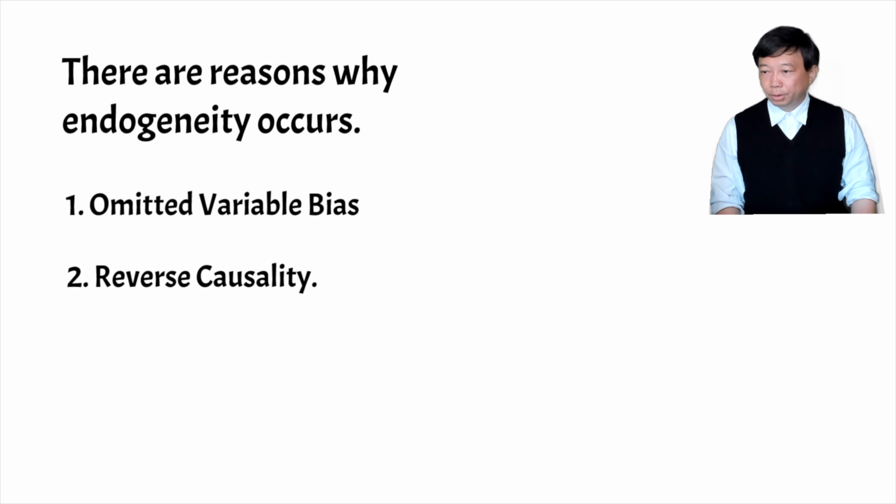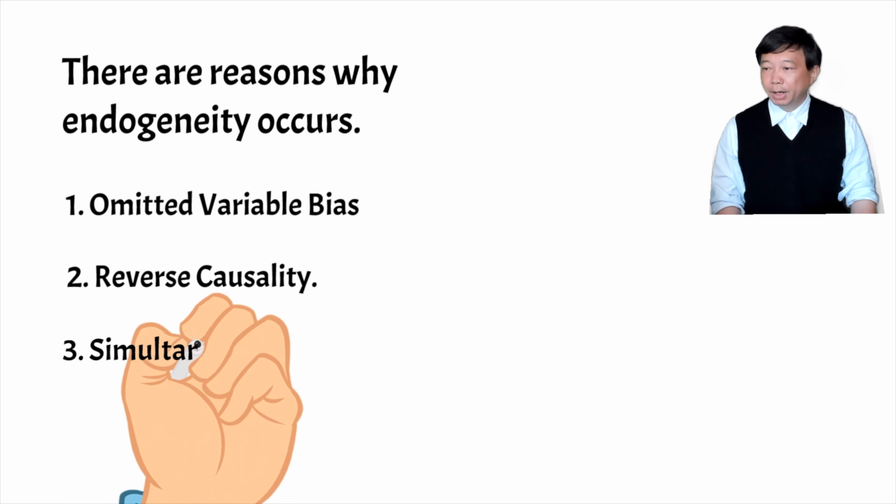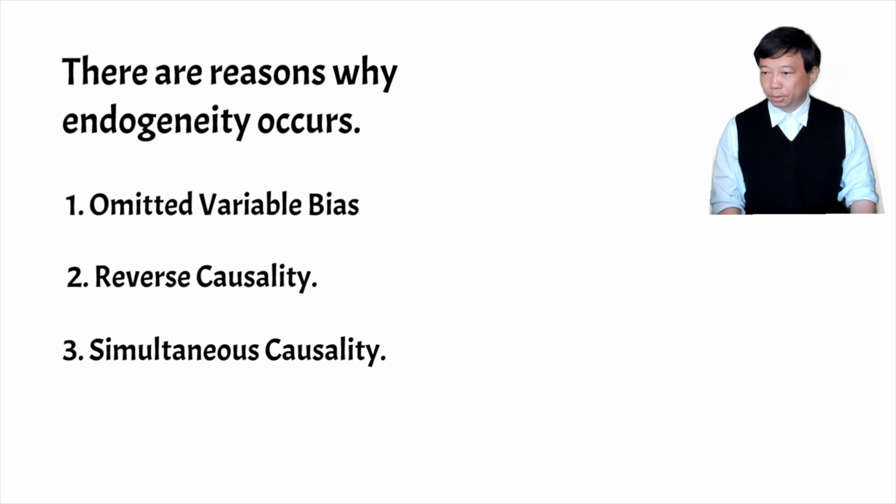In addition to this example, simultaneous causality occurs when the data we observed and collected result from two forces interacting simultaneously, such as the data on work hours and wages. The data reflect the labor market equilibrium. It represents the outcome of the interplay of labor supply and demand.